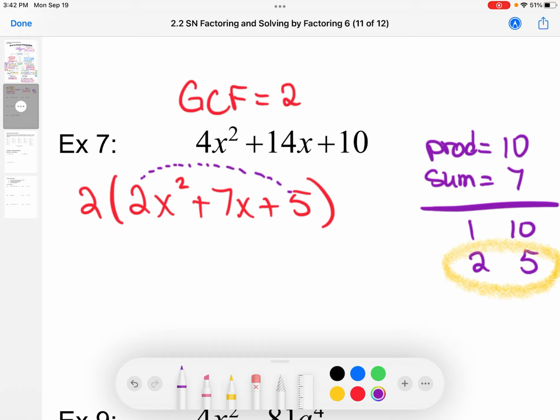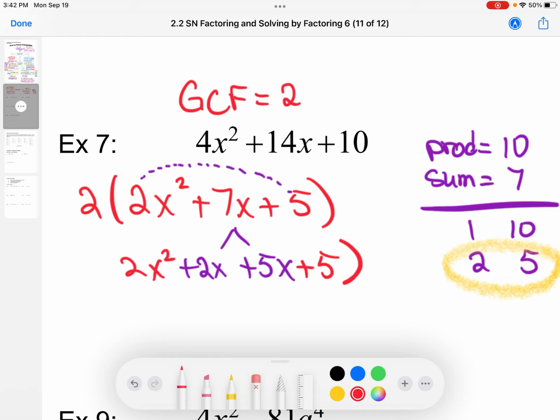And looky here, we do get a set of magic numbers that works. 2 and 5 multiply to 10 and add up to 7. So we take this middle term and we split it into plus 2x plus 5x. The 2x squared stays in front of it. The plus 5 stays on the end. And that greatest common factor of 2 is still hanging out on the outside.